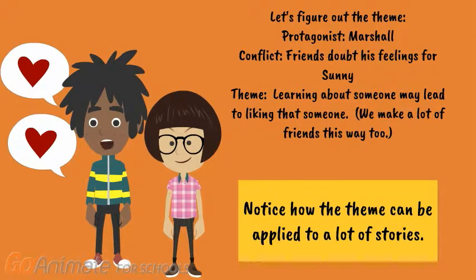Let's figure out the theme. Protagonist, Marshall. Conflict, friends doubt his feelings for Sunny. Theme, learning about someone may lead to liking that someone. We make a lot of friends this way too. Notice how the theme can be applied to a lot of stories.